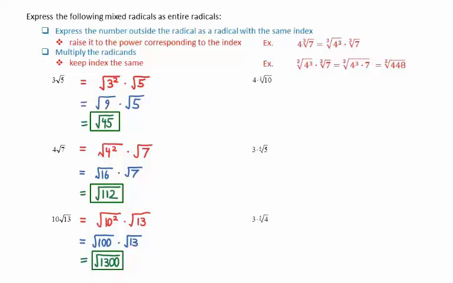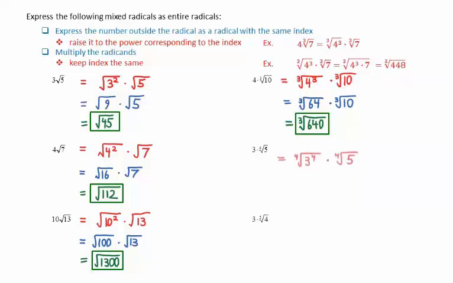The next one is a cube root. For 4 times the cube root of 10, we can rewrite the 4 as the cube root of 4 cubed. We then have the cube root of 64 times the cube root of 10, giving us the cube root of 640.